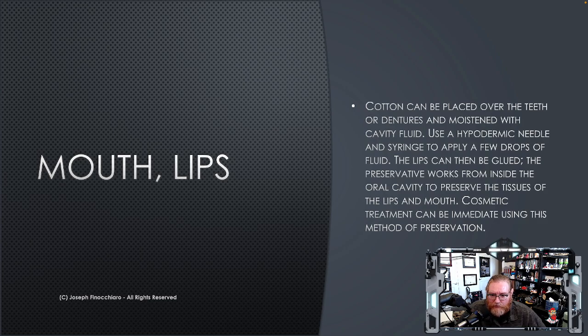Cotton can be placed over the teeth or dentures and moistened with cavity fluid. Use a hypodermic needle and syringe to apply a few drops of fluid. The lips can then be glued. The preservative works from inside the oral cavity to preserve the tissues of the lips and mouth. Cosmetic treatment can be immediate using this method of preservation.